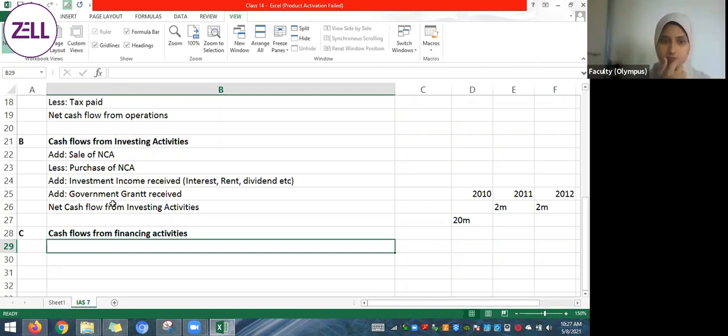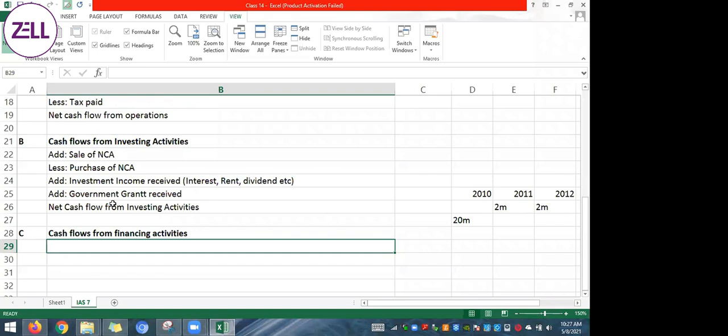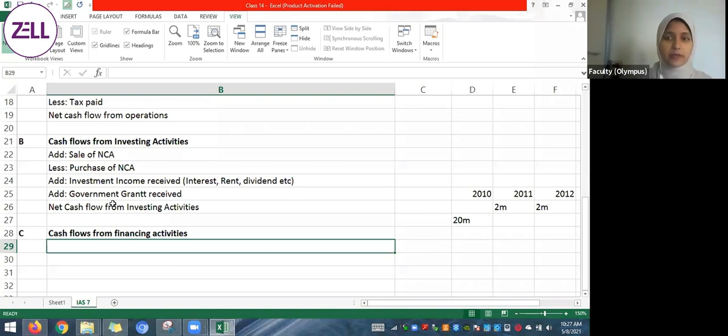Issue of shares, I told you, right? Financing activities means where the money is coming from for the business. One is issue of shares and the other is a loan taken from the market. So issue of shares and issue of loan both fall here. Now issue of shares, is it good or bad from cash flow point of view?